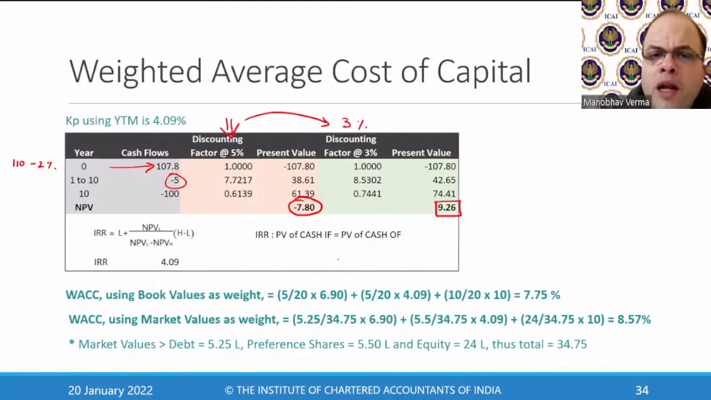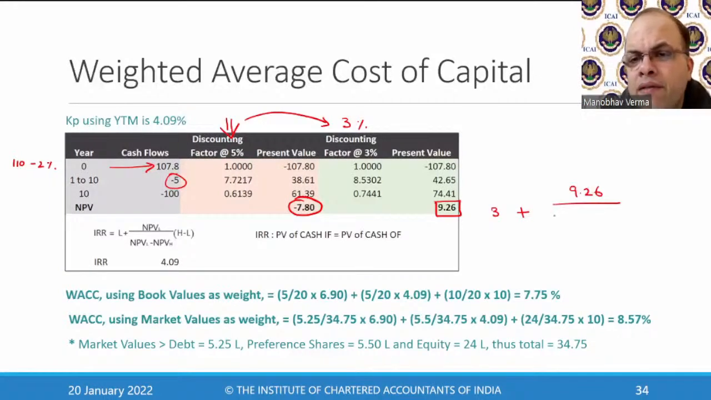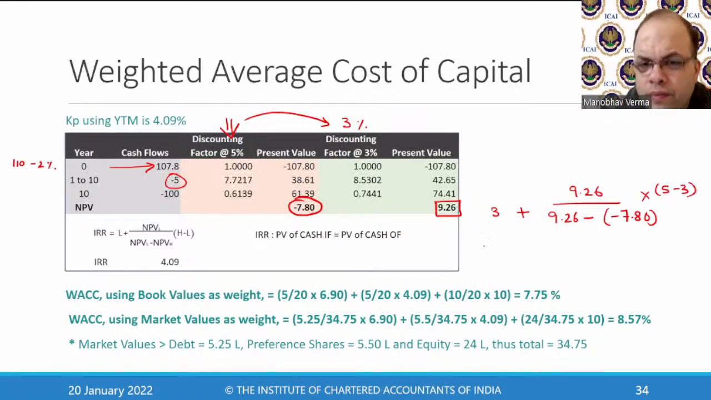So the same formula I'm using, but remember, when we are applying this formula, I told you one important aspect the other day. My lower rate in this case is 3. NPV at the lower rate is 9.26. And when I do 9.26 minus the other NPV, which is anyway negative, multiplied by 5 minus 3, this minus becomes plus. So it's important we understand this.